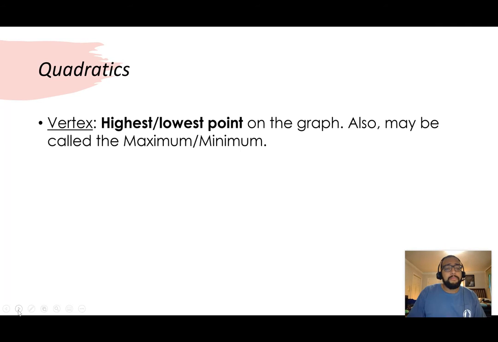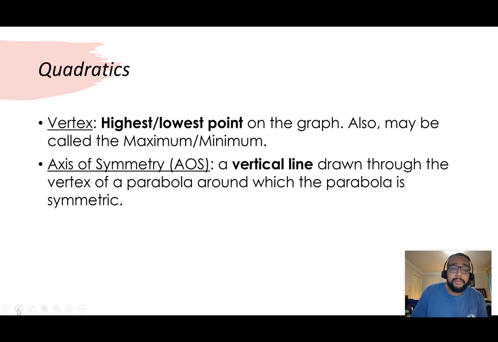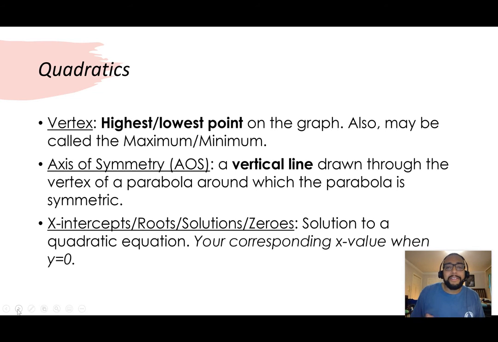So as a reminder of quadratics, we covered some vocab. The vertex is our highest or lowest point, and that's also called your max or your min. The axis of symmetry, and remember, mathematicians are very efficient or just lazy, is also called the AOS. That is a vertical line drawn through the vertex of a parabola around which the parabola is symmetric. And we talked about x-intercepts, roots, solutions, and zeros being the solution to a quadratic equation.